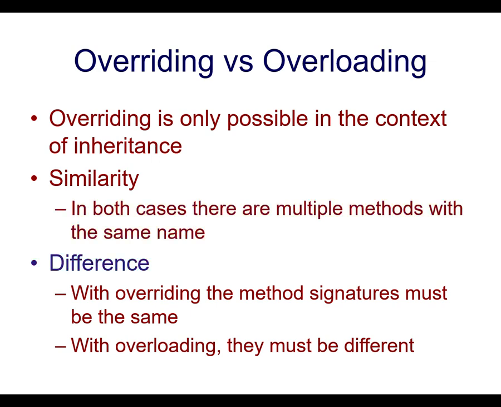Next, we consider how they are different. With overriding, the method signatures must be the same. Recall that because the signatures are the same, the determination of which method to call must be made at runtime by examining the type of the object. But with overloading, the signatures must be different. For that reason, overloading resolution can be done at compile time.